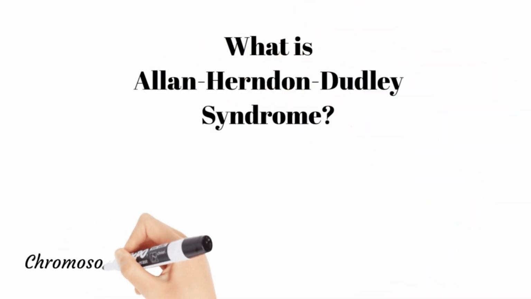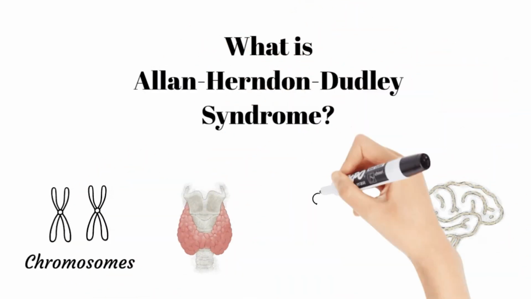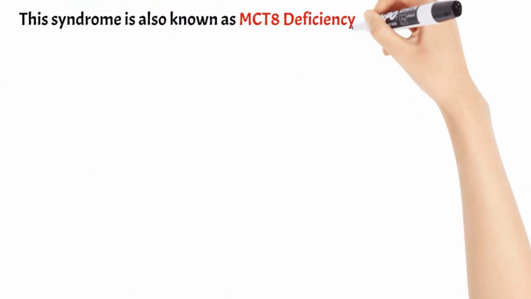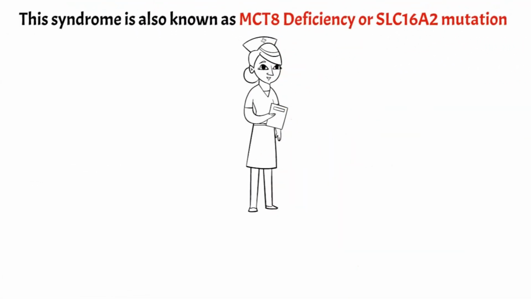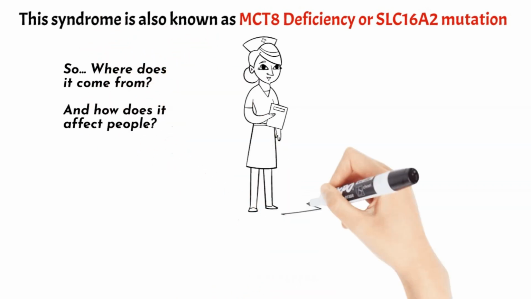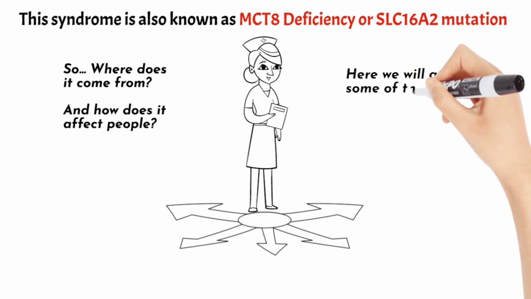What is Allan-Herndon-Dudley syndrome? This syndrome is also known as MCT8 deficiency or SLC16A2 mutation. So where does it come from? And how does it affect people?